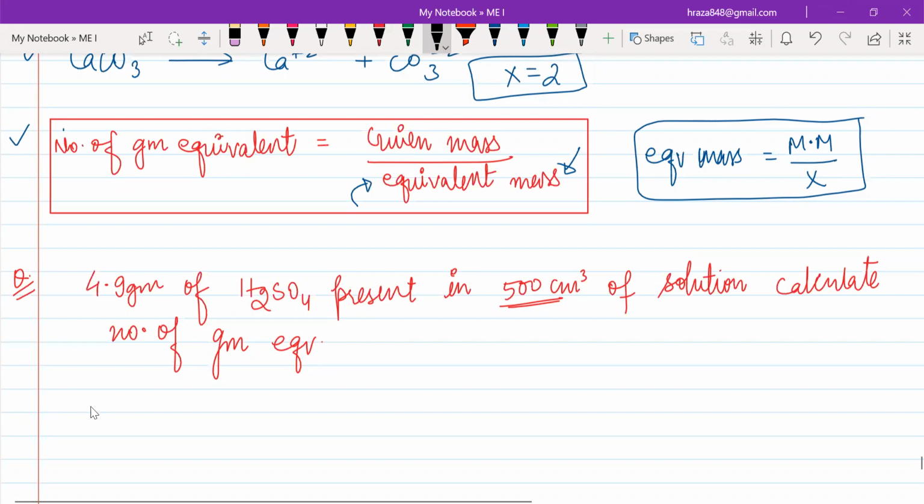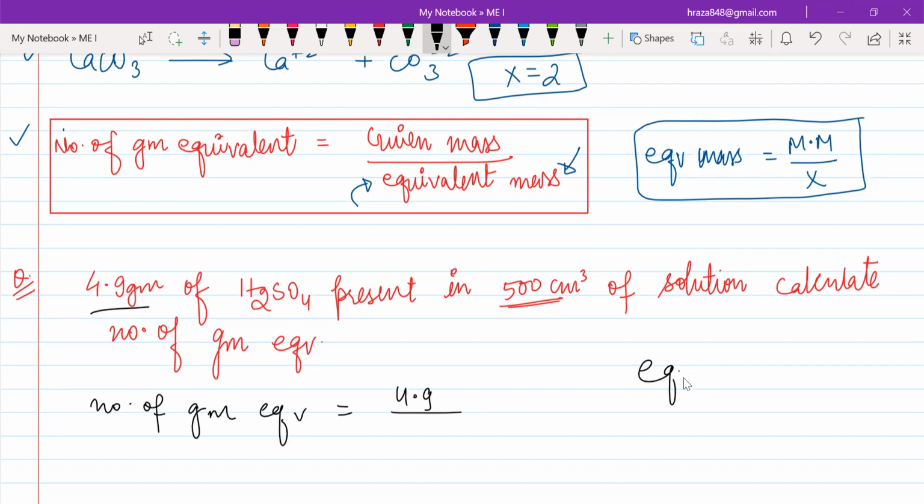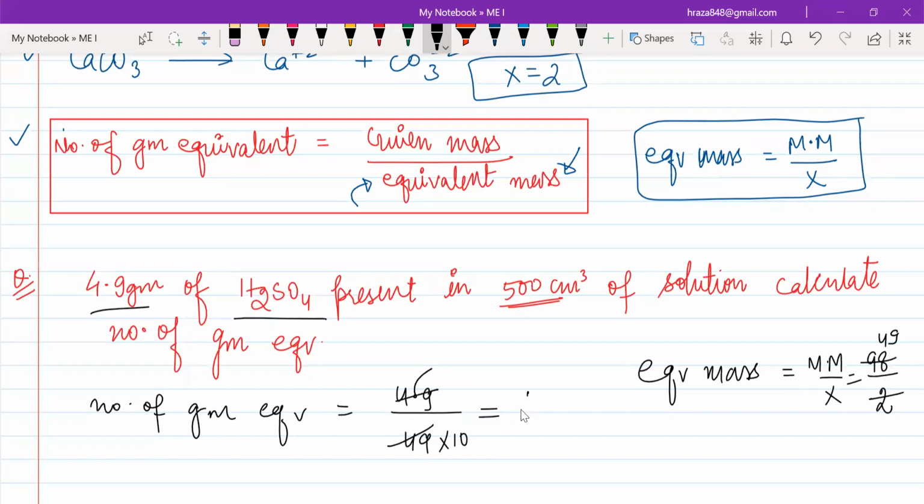If you are going for number of gram equivalent, you know the formula. This is equal to given mass, which is 4.9 gram, upon equivalent mass. So we can easily calculate the equivalent mass of H2SO4. It is molar mass upon X, and you know the molar mass of H2SO4 is 98 and X is 2. So here you get 49. You put 4.9, and after removing the decimal, you will get 10 here, and it will be cancelled. 1 by 10, that means 0.1 gram equivalent.